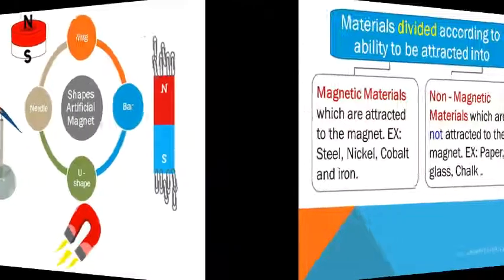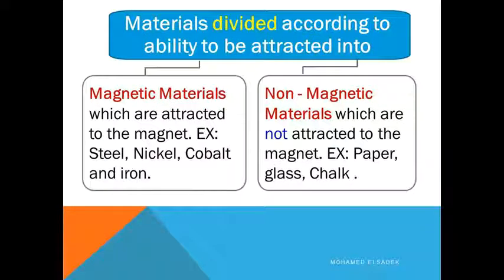And we can classify materials according to their ability to attract magnets into 2 types: magnetic materials and non-magnetic materials. Examples of magnetic materials: iron, steel, cobalt, nickel. And examples of non-magnetic materials: wood, paper, chalk, glass, plastic, aluminium, and carton.